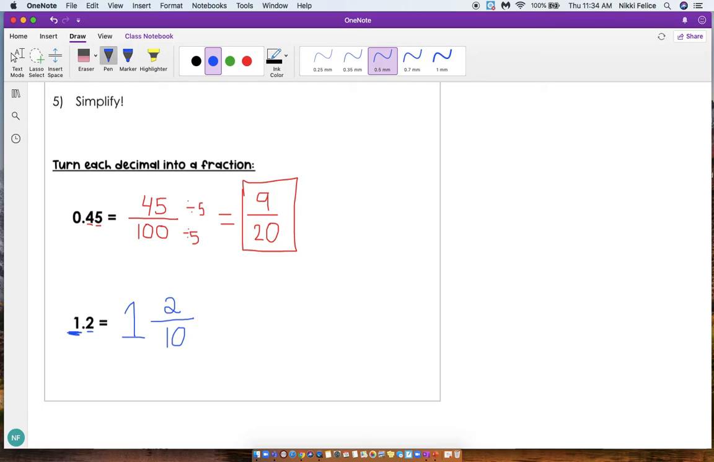But I can simplify this. If I divide both the numerator and the denominator by 2, this mixed number becomes 1 and 1/5. So 1 and 1/5 is the fraction version of 1.2.